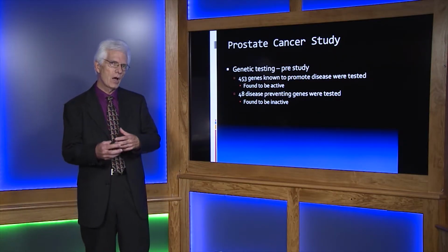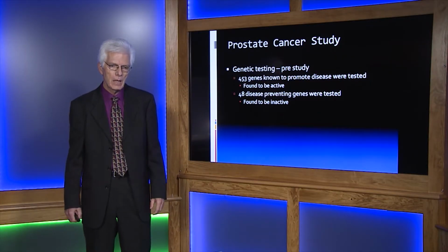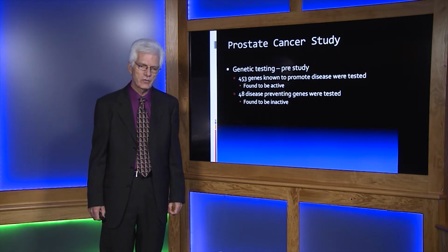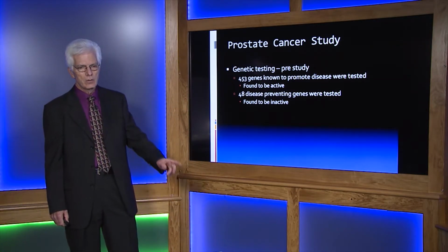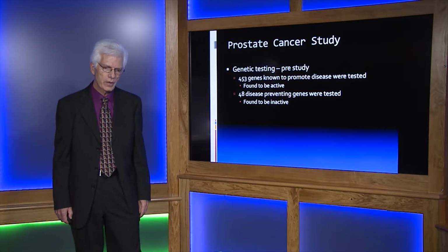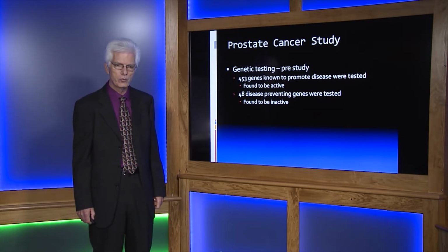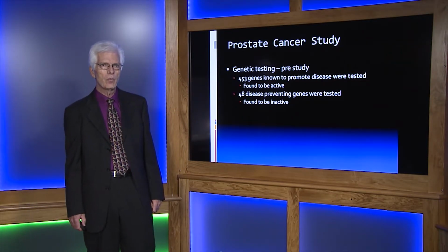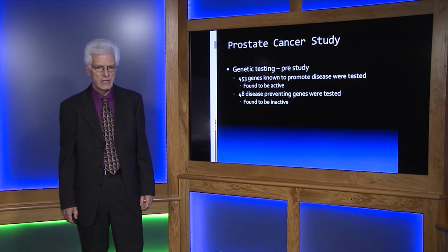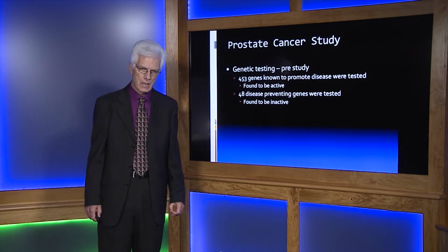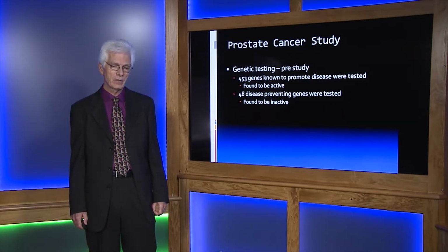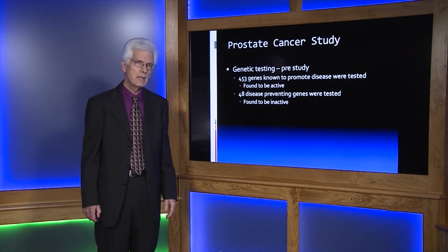So since we have unraveled the human genome in the early part of this century, we have been identifying genes which cause disease. And so at the time of the study, Dr. Ornish tested each one of these men for 453 genes, which at that time were known to promote disease, and all of those were found to be active. He also tested for 48 genes which were known to prevent disease, and in every one of the case subjects, they were found to be inactive.